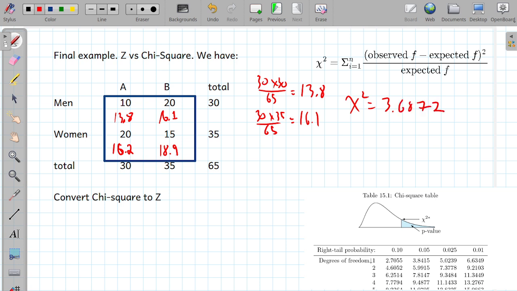So here's how you do the conversion. Chi-square is simply z squared. So the square root of chi-square then is going to be the square root of 3.6872. And what is that?